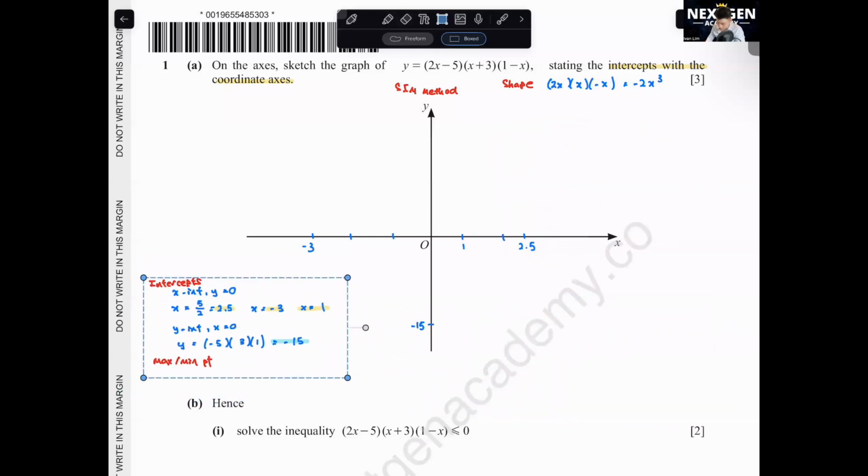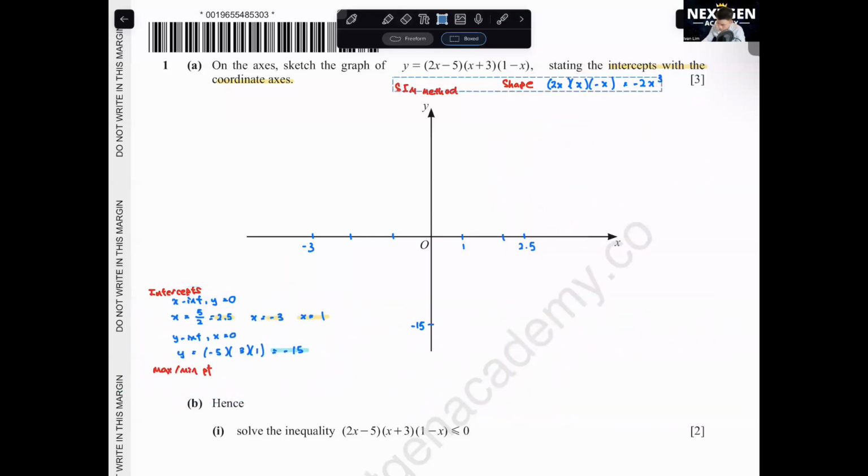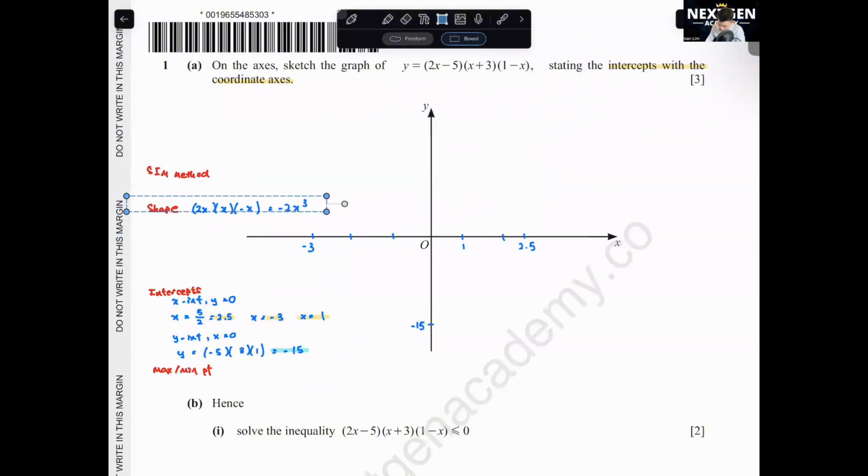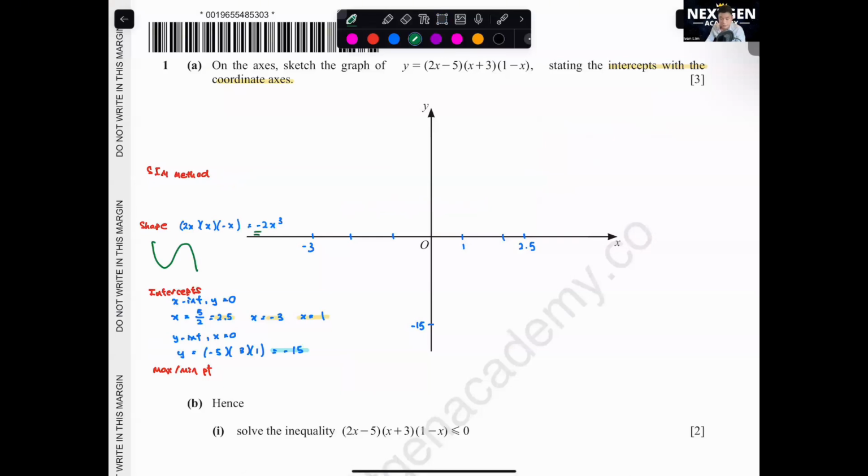Let me find some space. I'll put it over here. So how does the shape look like? Happy, sad, or sad, happy? Happy, sad. Remember this one, because if your a is negative, you'll end with a sad face.